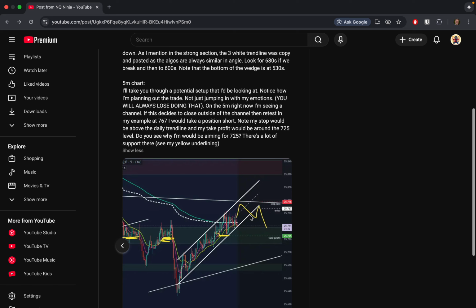So if we broke this channel, I would actually take an entry at the retest, and then my stop loss would be right above this daily wedge. And then my target would actually be down here at this take profit level of 725-ish. Now it's funny because right when I posted this, I think like 3 minutes later, we literally broke out of this channel and went down right to this level. So that was kind of funny. But that was this morning's post.